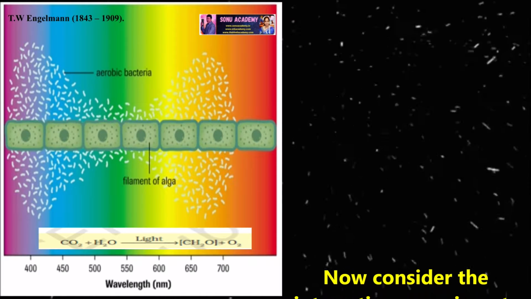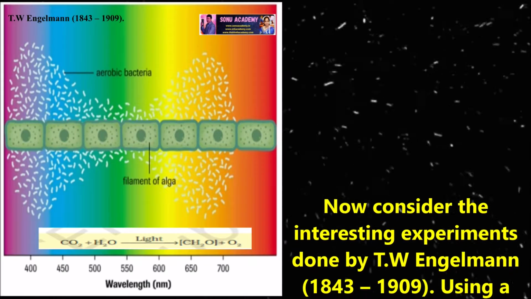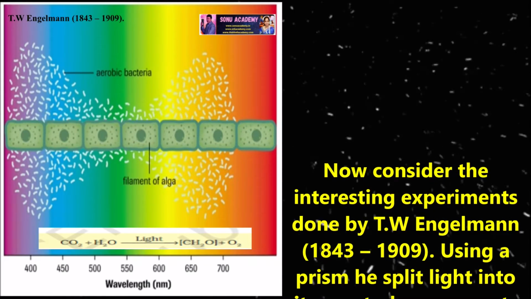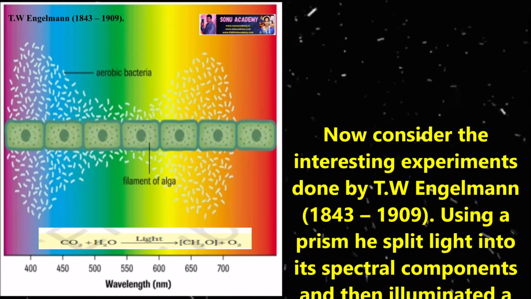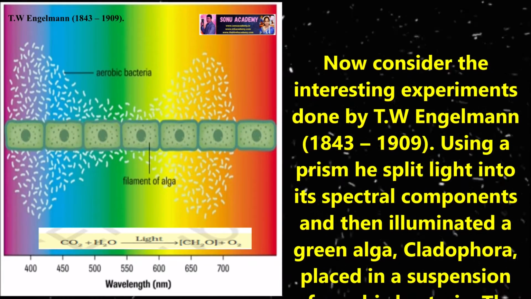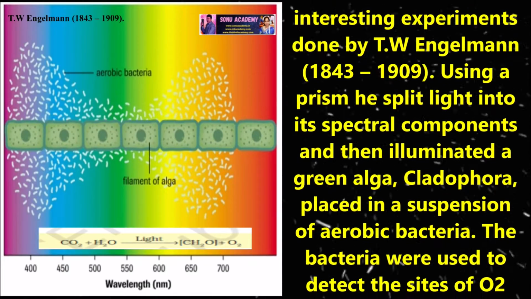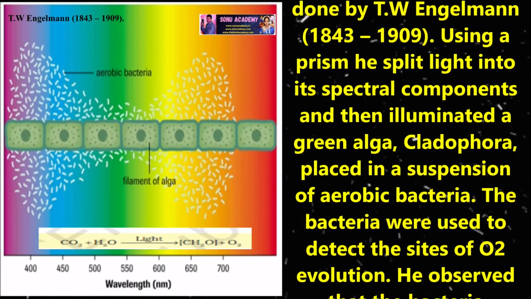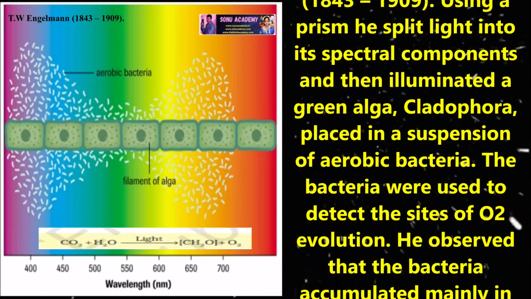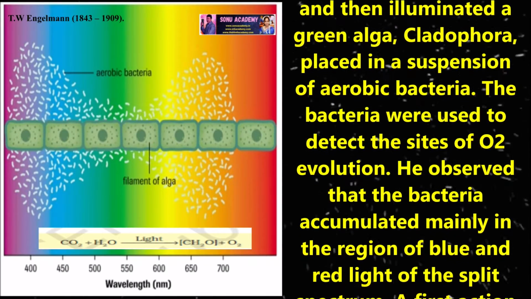Now consider the interesting experiment done by T.W. Engelmann, from 1843 to 1909. Using a prism, he split light into its spectral components and then illuminated a green alga, Cladophora, placed in a suspension of aerobic bacteria. The bacteria were used to detect the sites of photo-evolution.